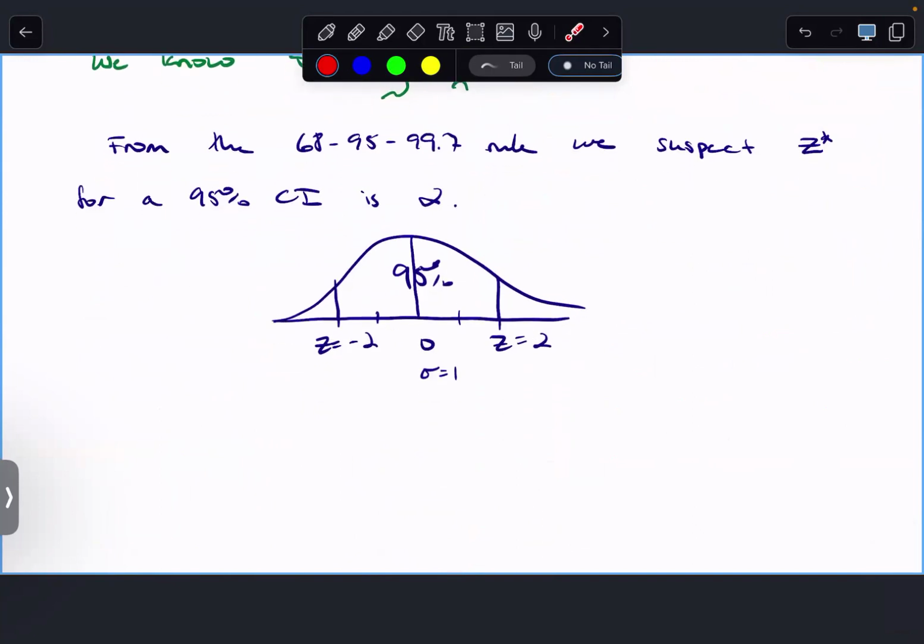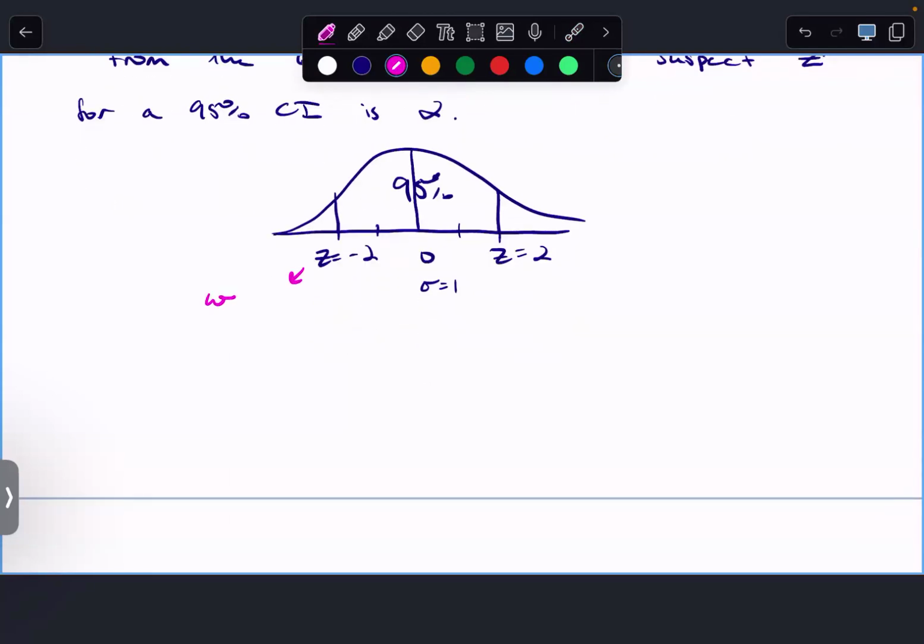Okie dokie. How can we find a more precise value for Z? So here, I'll say we will use a more precise value of Z. Well, of course, you could use Excel very easily, but not on the test, unfortunately. I wish we could. But so we'll use a more precise value for Z star. How would we get there?